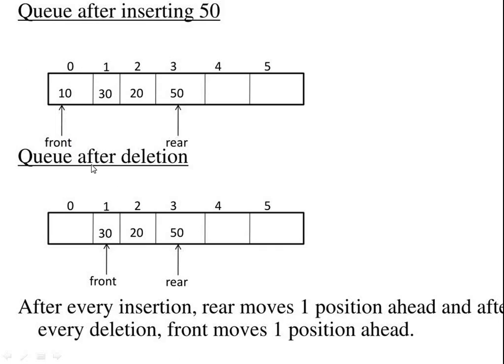If you want to delete an element from the queue, the element which will be deleted is always from the front side. So here 10 will be deleted. At the 0th place 10 is there. Now front will move to the next position, so front will be 1. 0 plus 1 will become 1. So after every insertion rear moves one position ahead, and after every deletion front moves one position ahead.